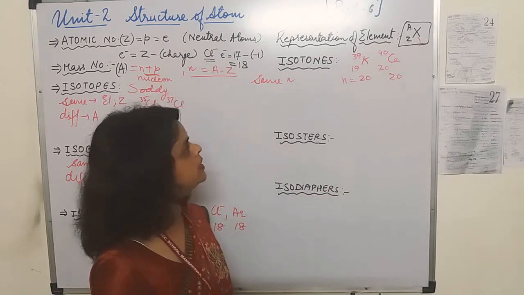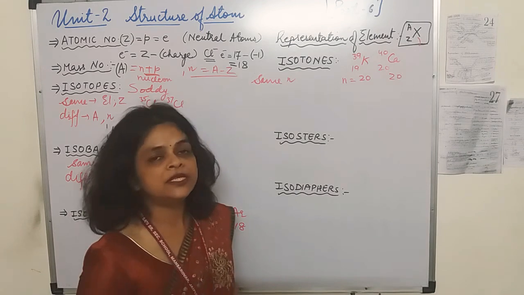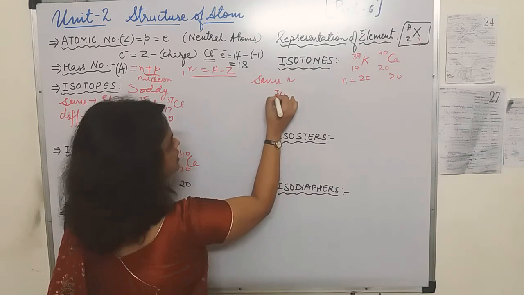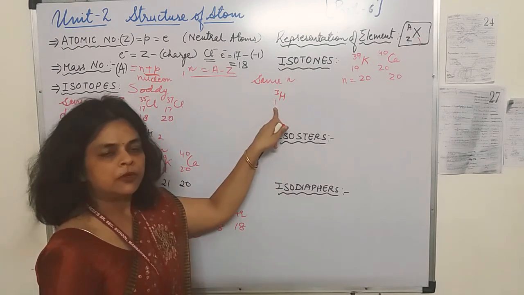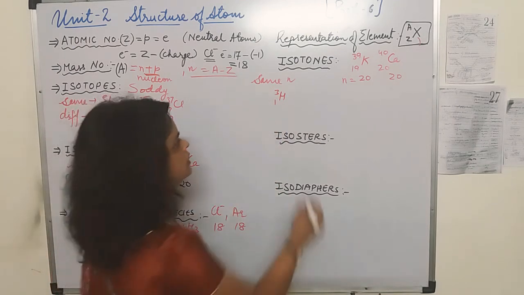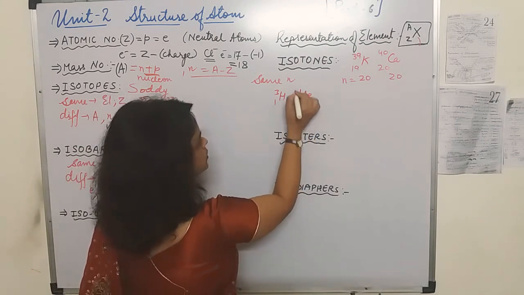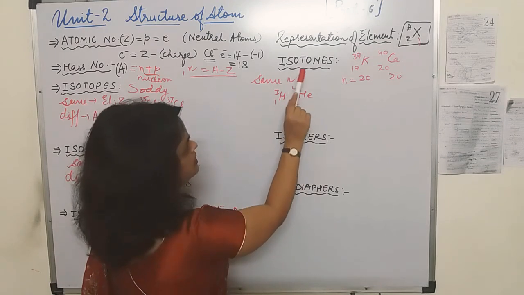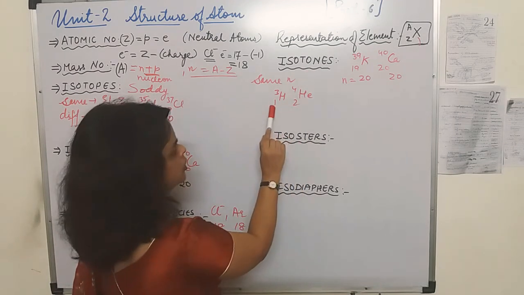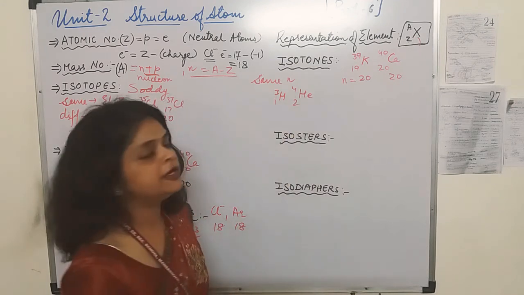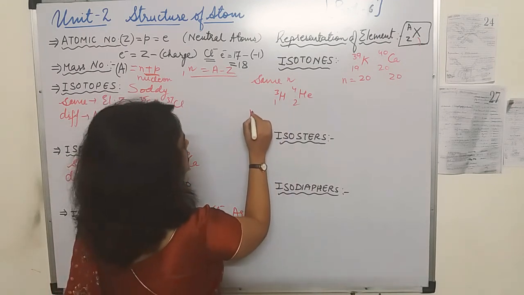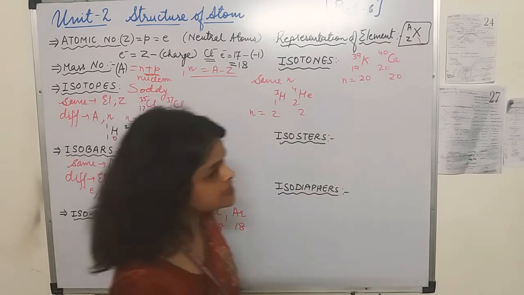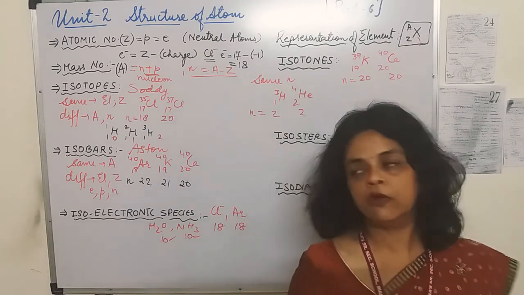So which species are these? Isotones. One more example you can take of tritium and helium. Tritium 3, 1. That means atomic number is 1 and what is our mass number? 3. And helium 2 and 4. Here we will check whether they are isotones or not. Atomic number is different, mass number is different, and if you calculate the number of neutrons, let's see what comes. 3 minus 1, 2. 4 minus 2, 2. So yes, of course they are examples of isotones.